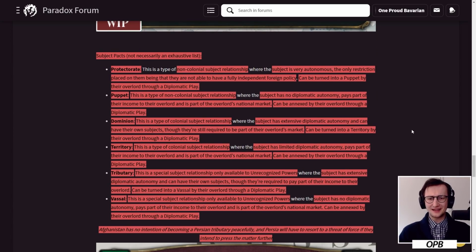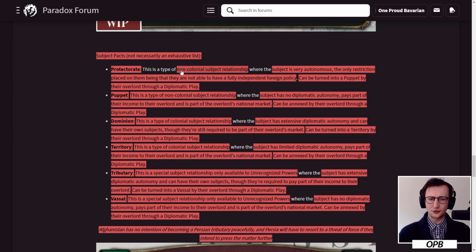Now, subject pacts. Within subject pacts, there appear to be three categories: non-colonial subject relationships, colonial subject relationships, and then subject relationships for an unrecognized power. So the top two, non-colonial and colonial, are only for recognized powers, and then unrecognized powers are in the other sector.